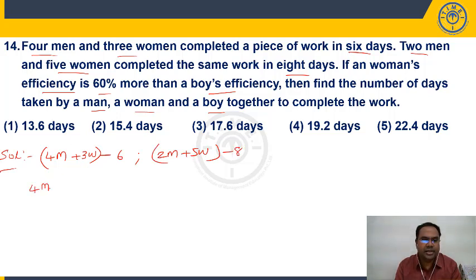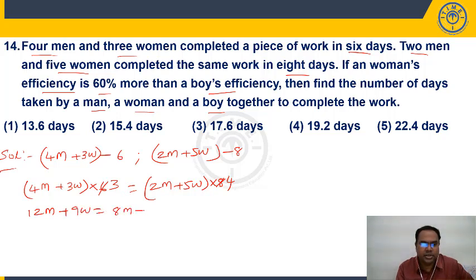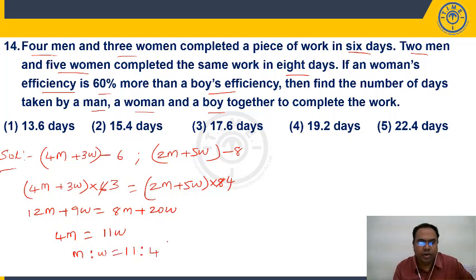So number of man days should be equal: 4m plus 3w into number of days is 6. This is my total work, which is equal to 2m plus 5w into 8. These two are equal, right? So 4m plus 3w into 6, number of people into number of days, total number of man days, right? 2 3s, 2 4s. So 12 men plus 9 women is equal to 8 men plus 20 women. From this I'll get 4 men is equal to 11 women, or men is to women is 11 is to 4.